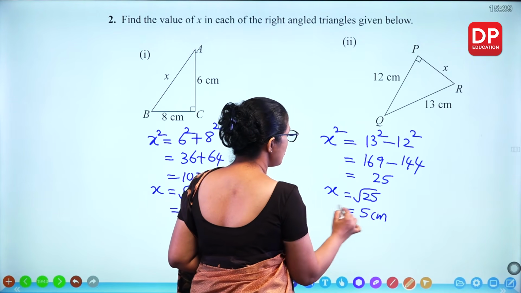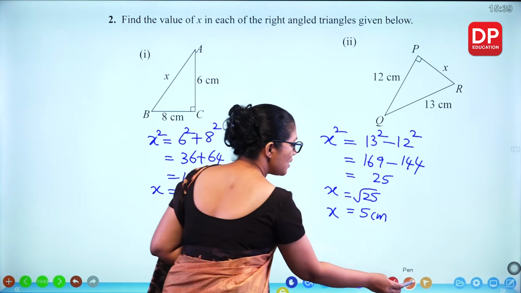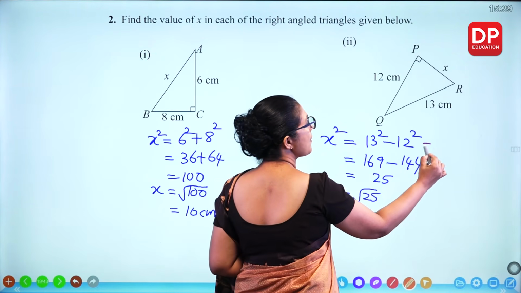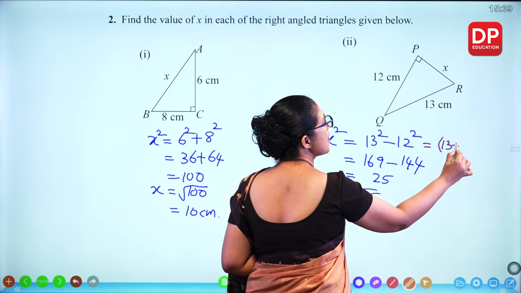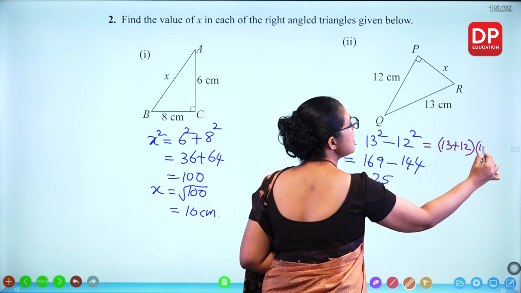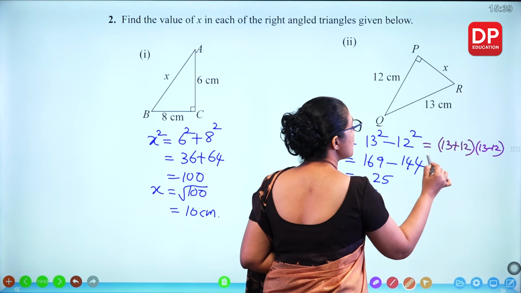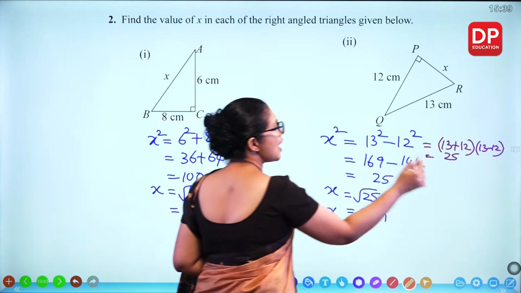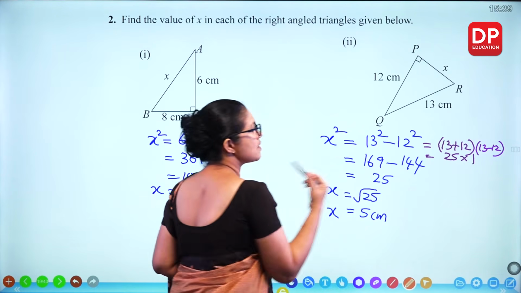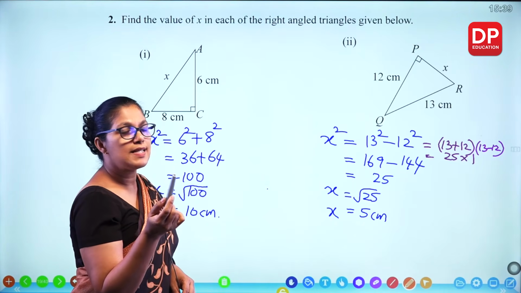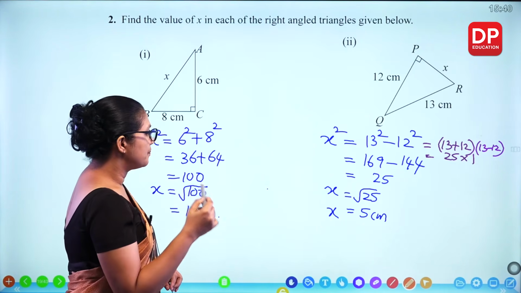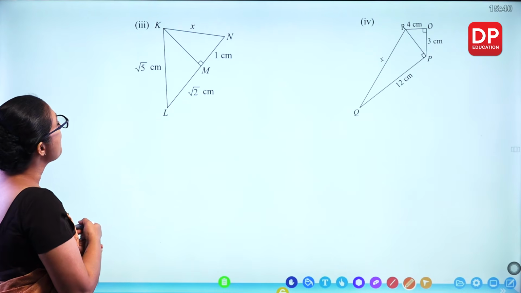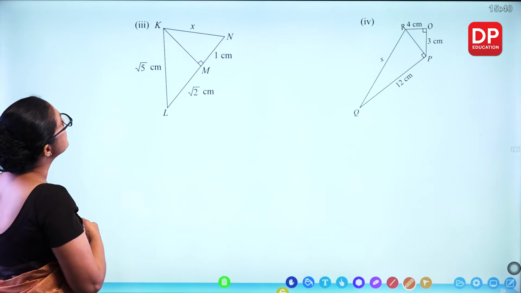Now, if you are not comfortable with square terms, we can use the difference between two square terms. I can do 13 plus 12 and 13 minus 12. So, what is 13 plus 12? 25 times 1. That's 25. So, sometimes it's easy to do it that way. Part 3. x is here.